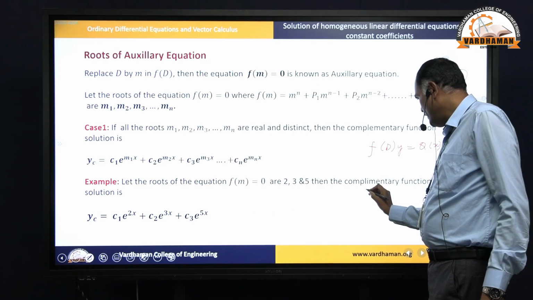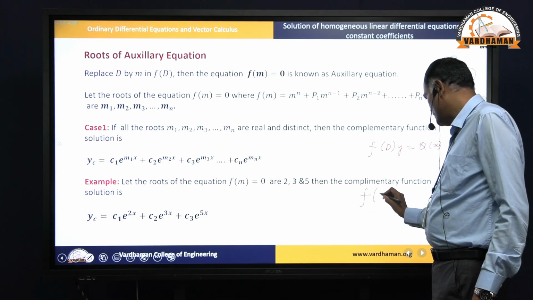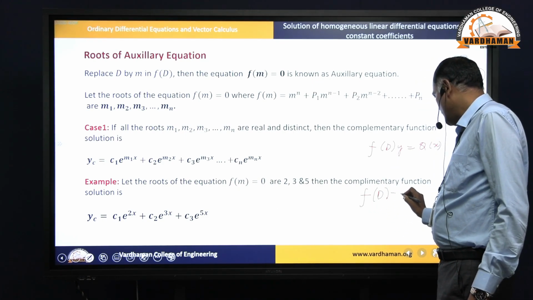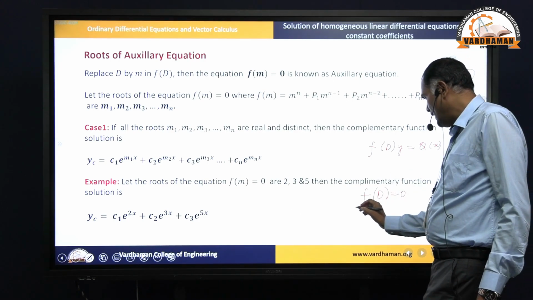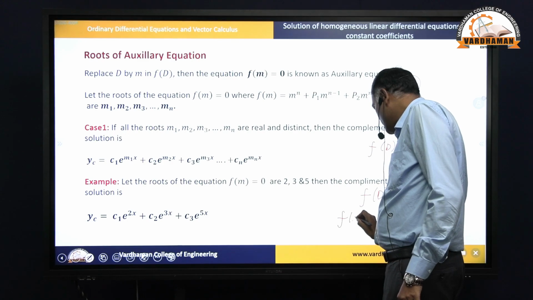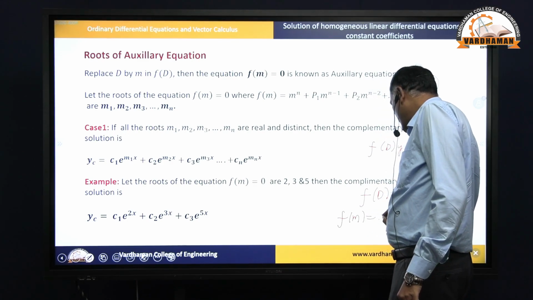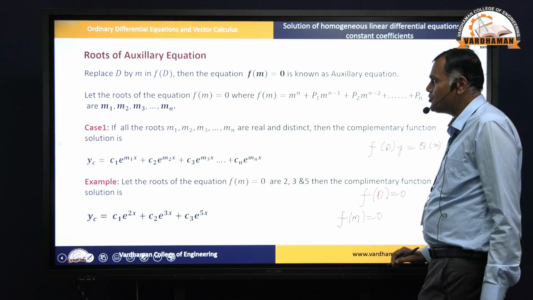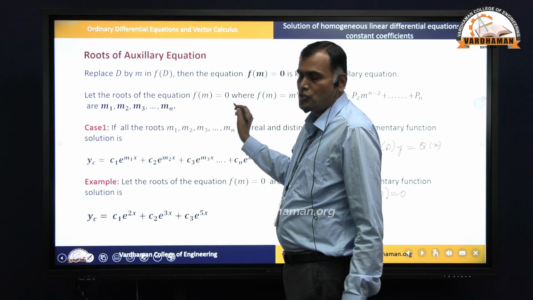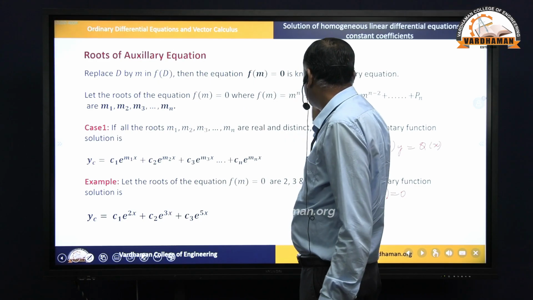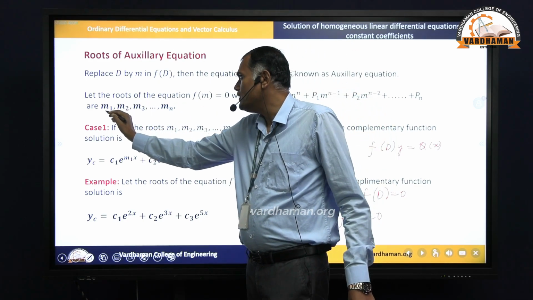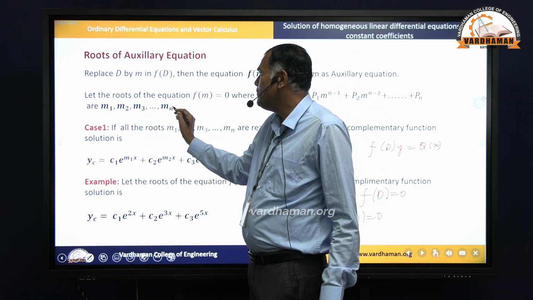If we write an equation something like this, this equation is known as the auxiliary equation. In place of D, we can write m also. Now this is known as the auxiliary equation. We are writing the auxiliary equation like this. Now you find the roots of the auxiliary equation. Let us say the roots of the auxiliary equation are m1, m2, and so on, mn.